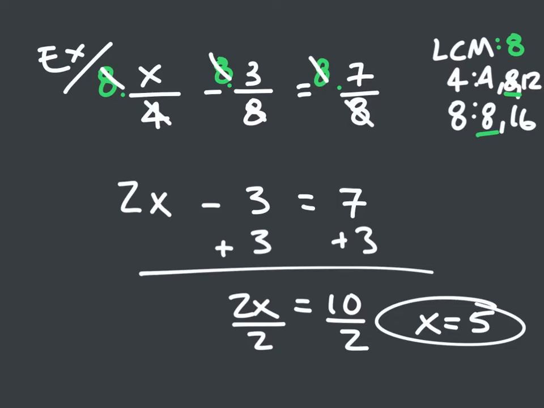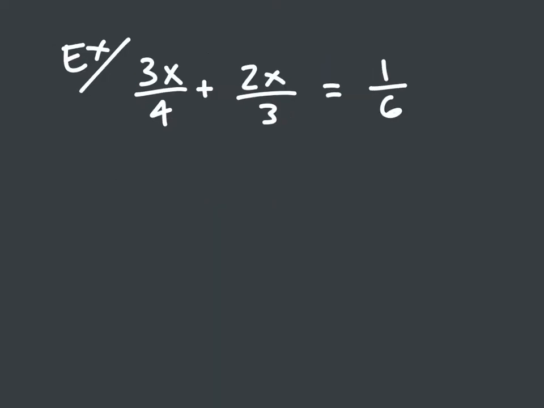Let's look at a harder example. All right, so an equation like this is pretty tricky. I have 3 different denominators. I have 4, 3, and 6. So I've got to find a number that I can multiply each of these terms by that is going to divide out my denominators.